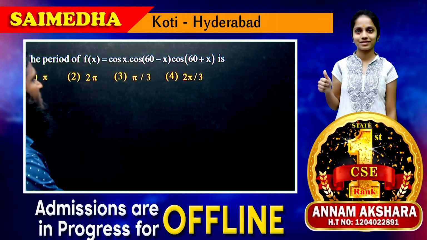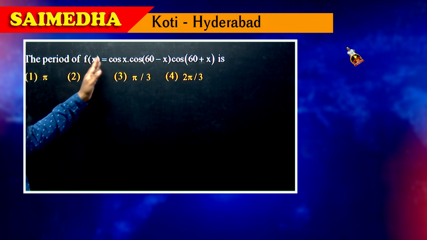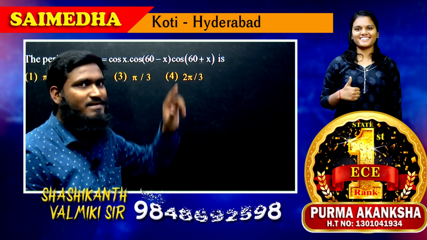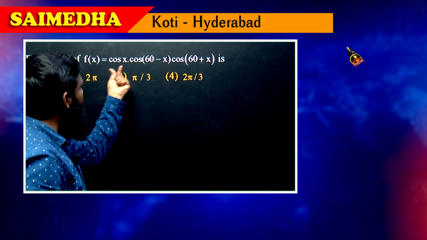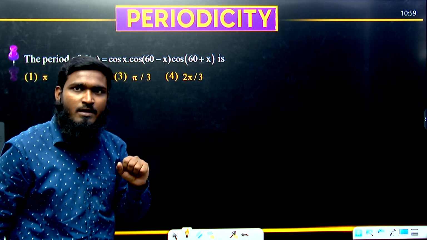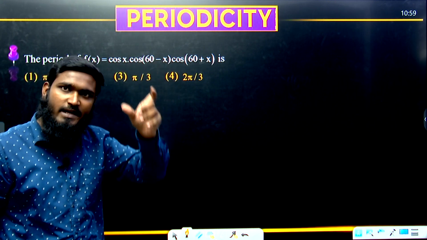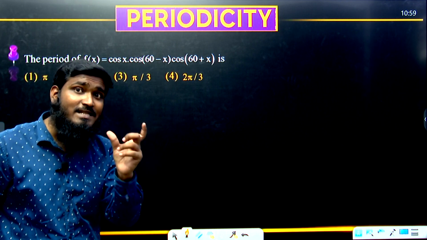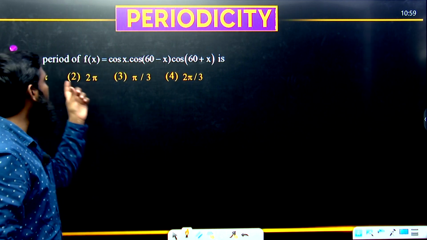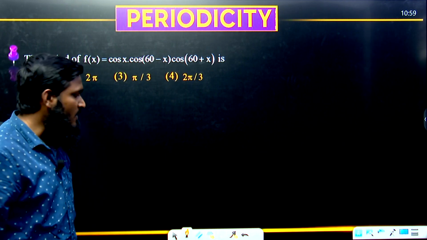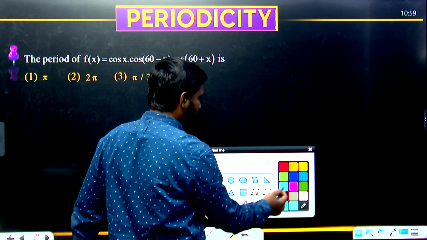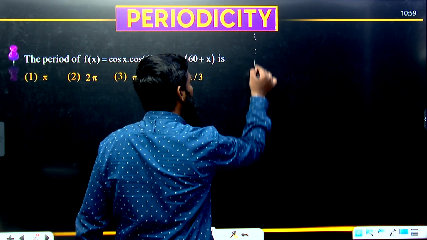Now let us continue with the question we have. Find the period of f(x) = cos x · cos(60° − x) · cos(60° + x). Actually, this is a trigonometry question. First we have to solve the complete expression using the trigonometry concept, and then whatever answer we get, we have to find the period of that. But if you solve that complete part here, it will take a lot of time.